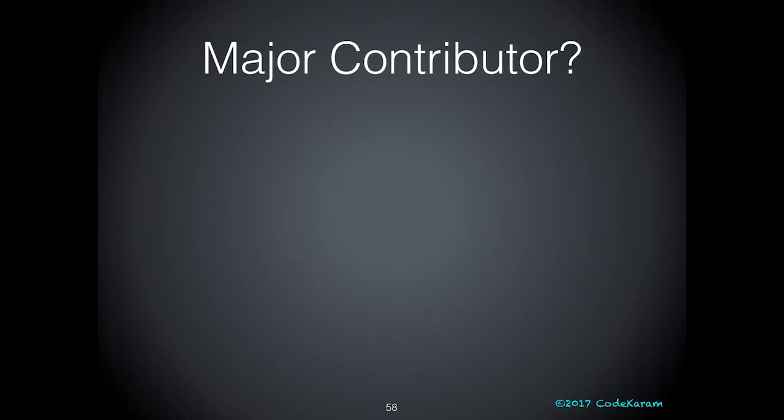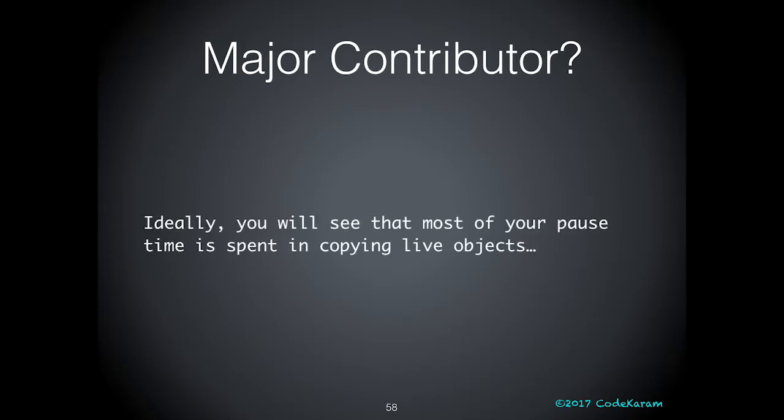So what should be a major contributor to your pause? Because it's a stop the world pause, what's the major work that we're doing during a pause? We're trying to move live objects. We're trying to achieve compaction by copying live objects. So what should be the major contributor of your pause? Ideally, most of your pause time should be spent in copying live objects. So object copy times should be the major contributor. If it's not object copy times, then you have a problem, okay?